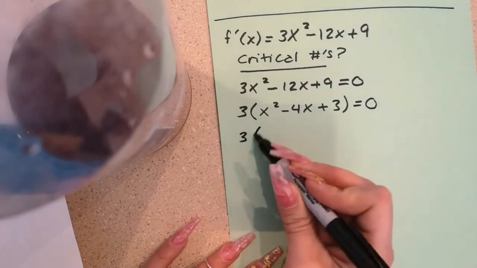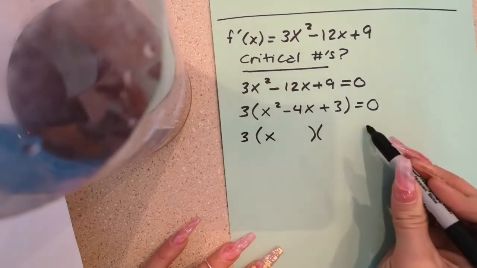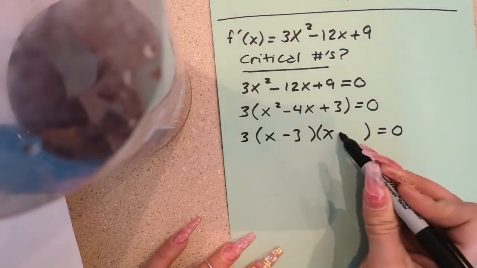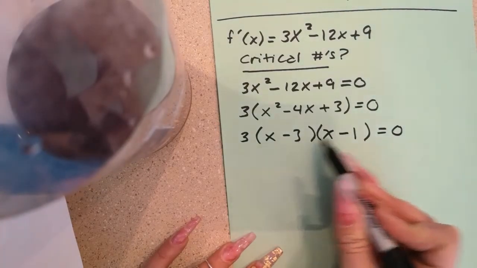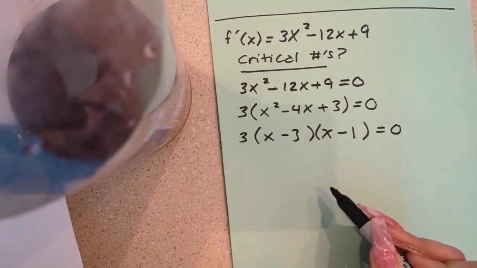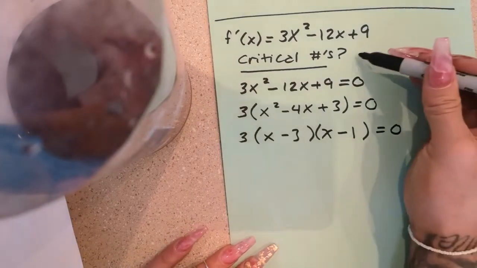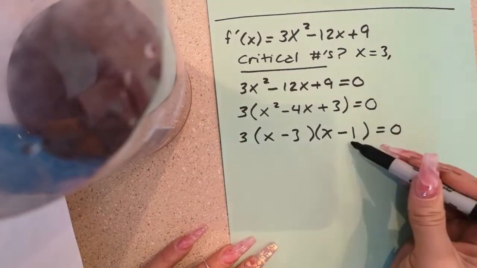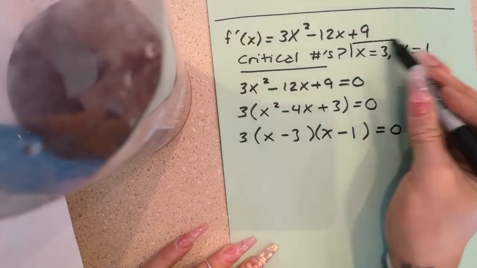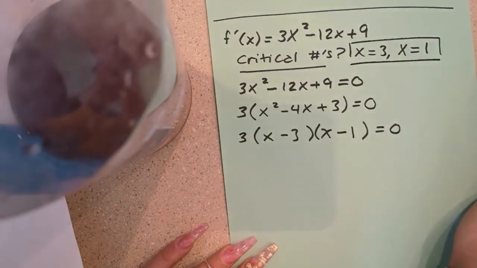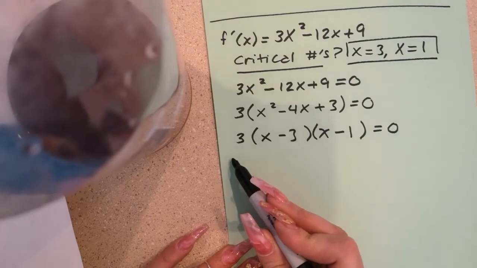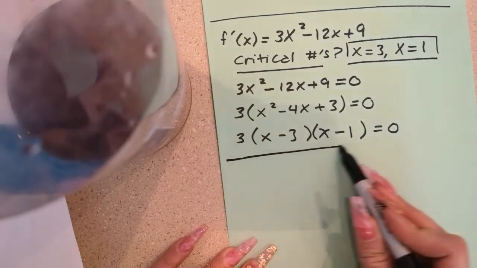And then can I factor that? Looks like minus 3 and minus 1. That'd be x squared minus x minus 3x is minus 4x plus 3. So my critical numbers then would be x equals 3 and x equals 1. So then I have a couple options. I could use the first derivative test.